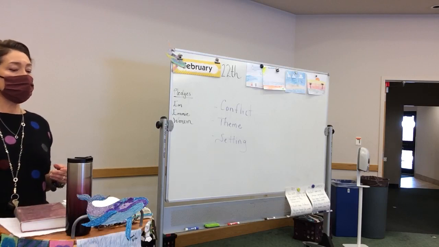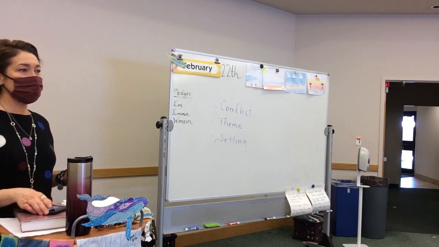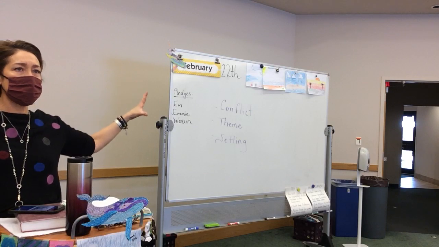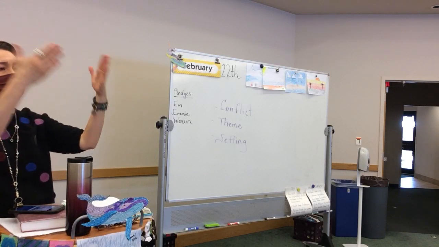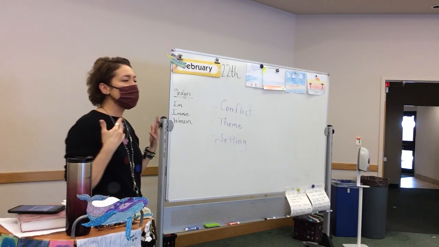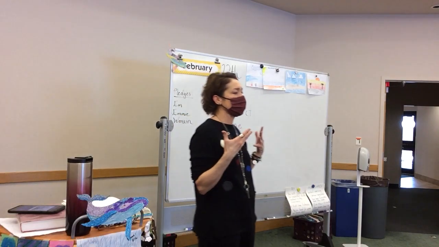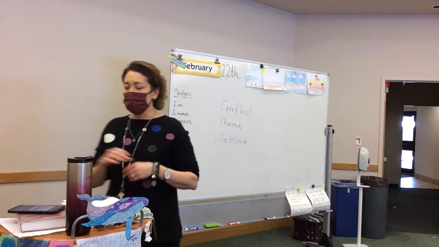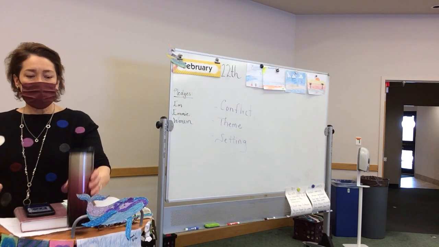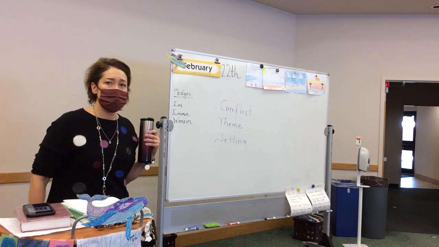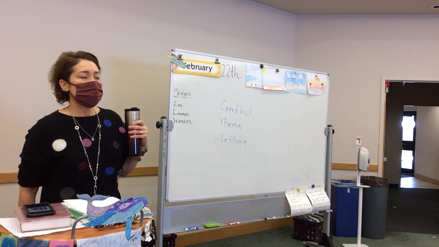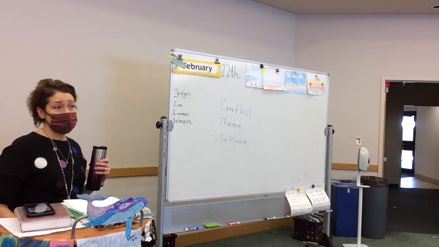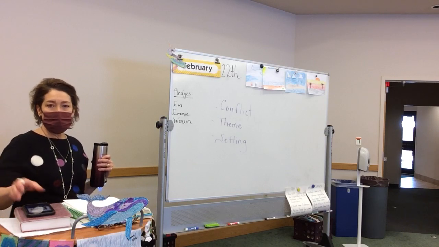Theme is where your story is taking place. Or no, that's setting. Theme is the overall: what are you trying to tell your audience? What is your purpose of the story? Theme is what the author is trying to either teach or tell the reader. All right, I want to see writing.